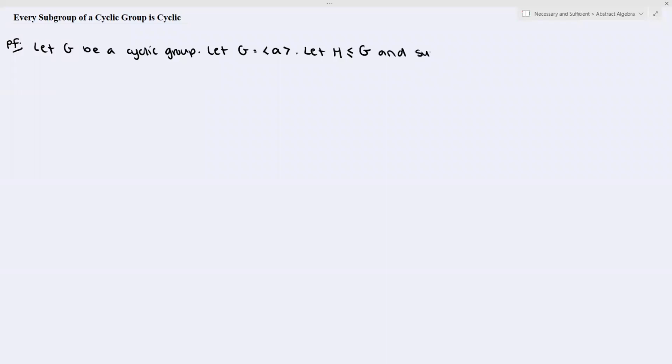And suppose H is not equal to the identity subgroup. Why do we take this assumption? Well, if H is equal to the identity subgroup, then H is generated by E, the identity element, and we're done.